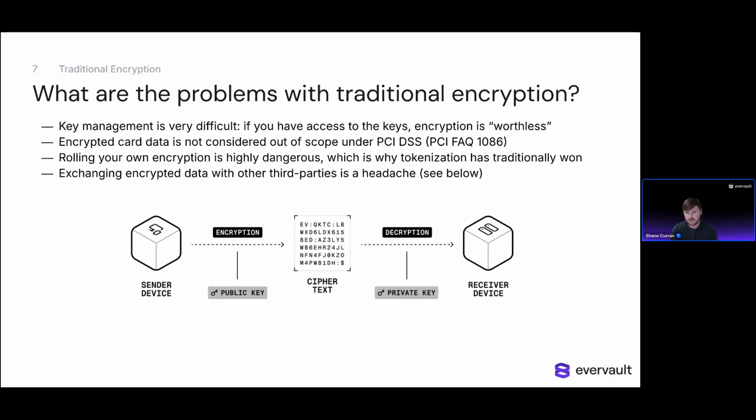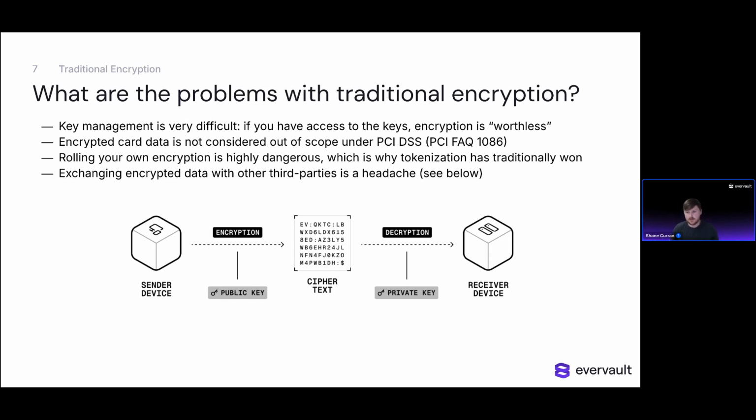As well as that, as I mentioned, rolling your own encryption is extremely dangerous. And as a result, that complexity is something that veered people away from using encryption to secure card data towards tokenization, which is frankly harder to get wrong, but also more commonly accepted as a result of that as well.